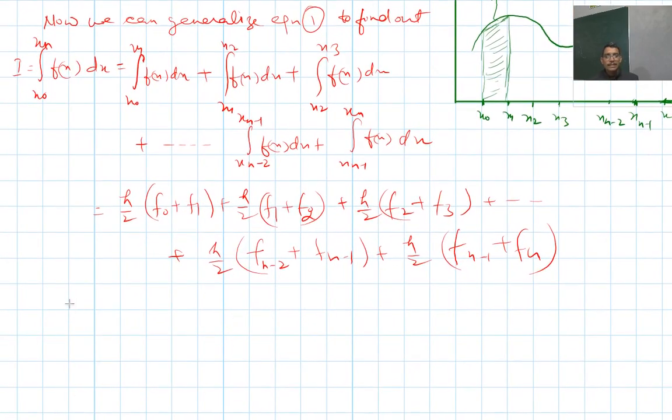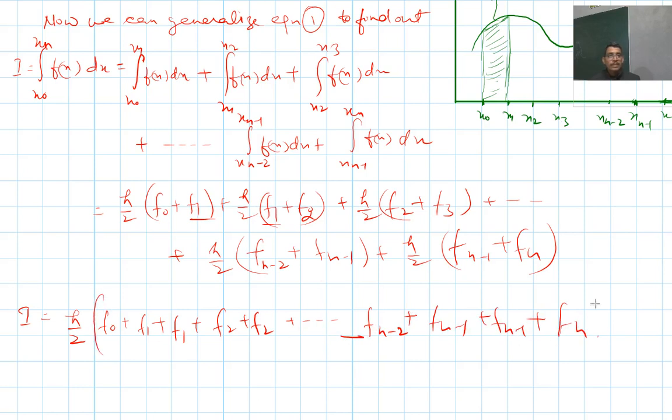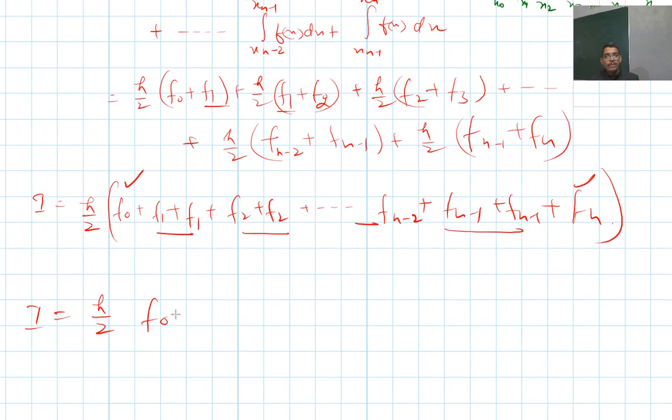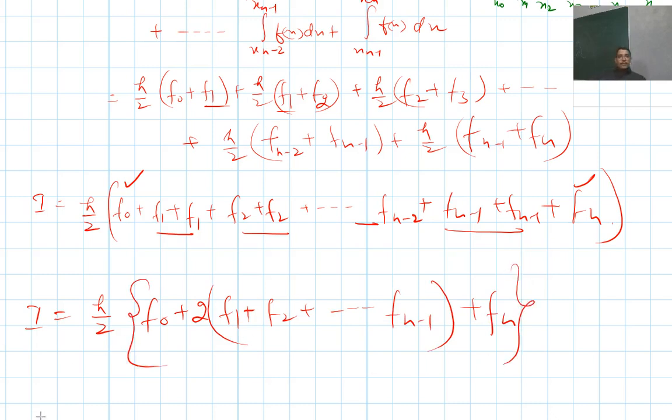So the complete integral will be h by 2, which can be taken outside. Here it is f0, f1, this f1 and then again this f1, then this f2, this f2, and so on, up to f(n minus 2) plus f(n minus 1), and this term also includes f(n minus 1) plus f(n). The interesting thing is that the first and the last points occur one time and the rest of the terms occur two times, right? So we can write I equal to h by 2 [f0 plus 2 times the rest of the terms f1, f2 and so on up to f(n minus 1) plus f(n)], right? So very beautifully, this Newton-Cotes formula was used to derive this trapezoidal rule. So this is the required trapezoidal rule.